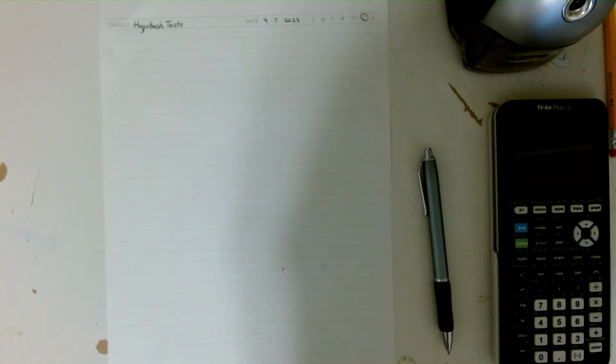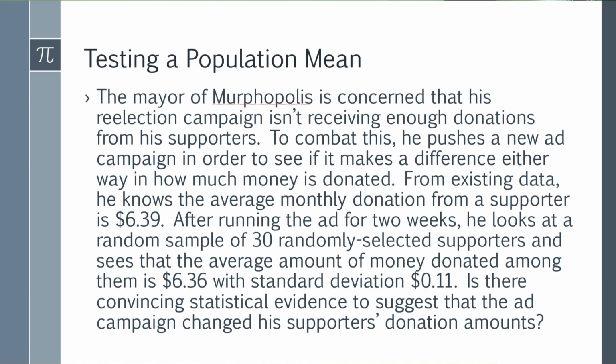Alright, let's do a hypothesis test. This is a problem that I wrote, and it says that the Mayor of Murphopolis is concerned that his re-election campaign isn't receiving enough donations from his supporters. To combat this, he pushes a new ad campaign in order to see if it makes a difference either way in how much money is donated.